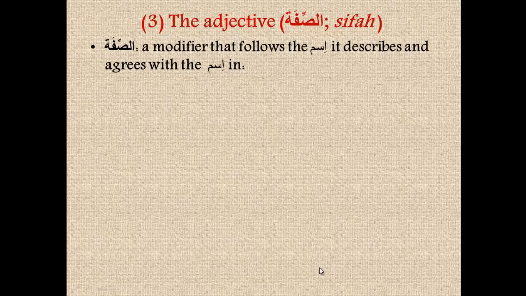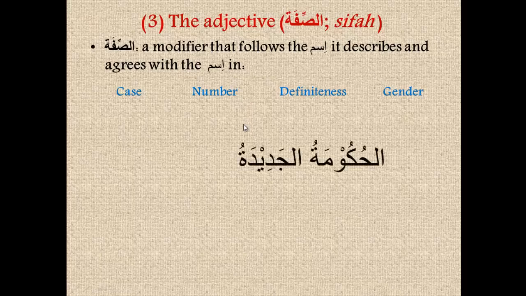Okay, this is the last subject for today in this lesson, is as-sifa. The sifa is a modifier that follows the ism it describes, and it agrees with the ism in four fundamental ways. And they are case, number, definiteness, and gender. Now, it's not a coincidence that I chose to talk about these four characteristics just a few moments ago, because in order to understand the sifa, we must understand agreement on these four different levels. So let's take an example.